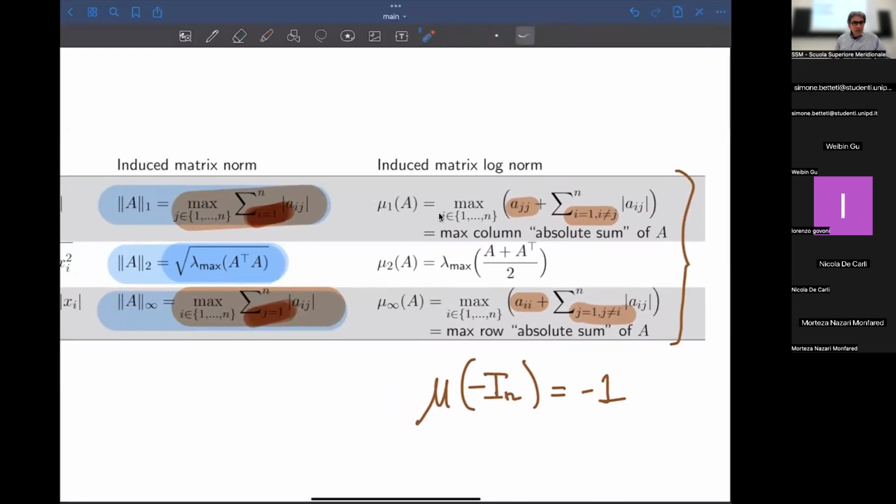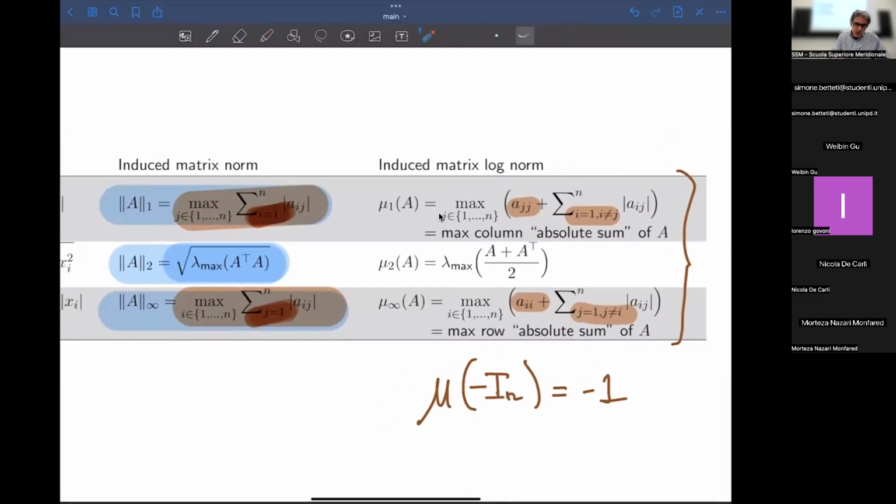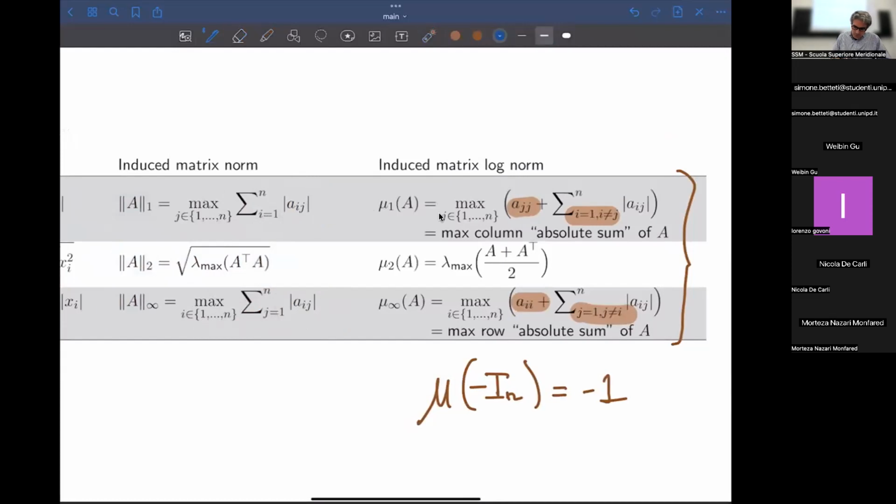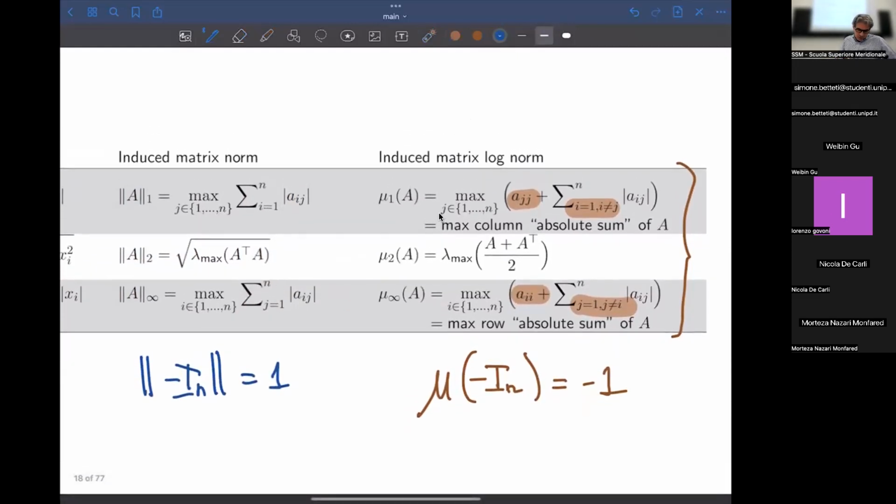Notice that it's negative, right? Whereas here, if I were to take the induced norm of minus identity, you will see it's always equal to +1, no matter what the norm is. Because the norm was defined in a different way. The induced norm of a matrix is defined as the maximum value that the vector AX may take divided by the norm of X when X is different from 0. And so the induced norm is always positive or 0. Whereas the induced log norm can be negative.